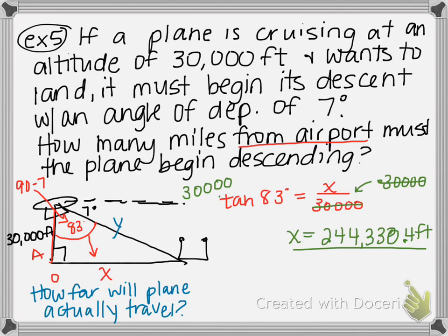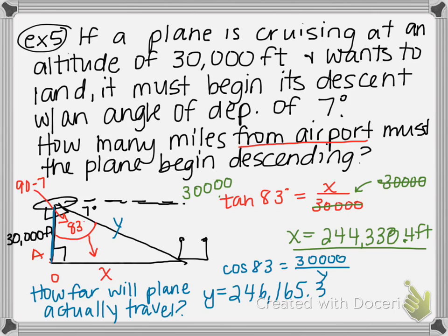And so in order to do that, you would have your adjacent side and your hypotenuse, and you do cosine of 83 equals 30,000 feet over y. And you'd solve for that and find that y equals 246,165.3 feet. So it actually travels 246,165.3 feet as it comes down and descends into the airport.